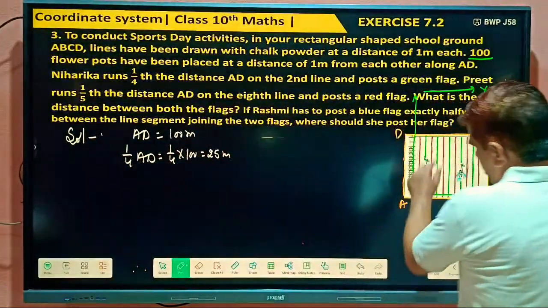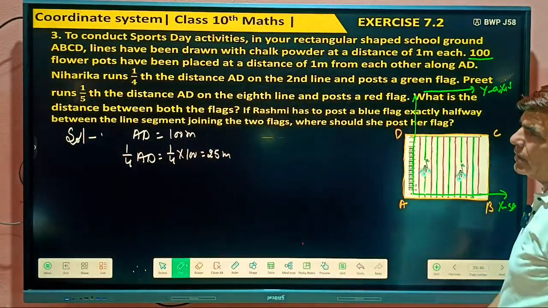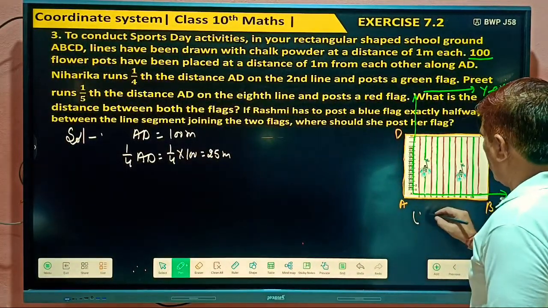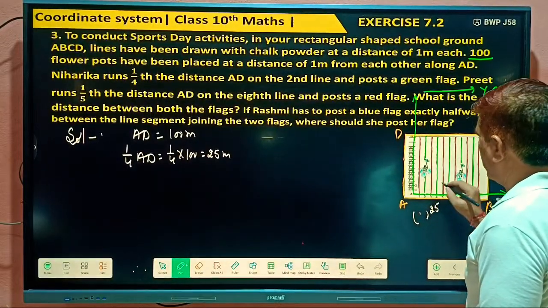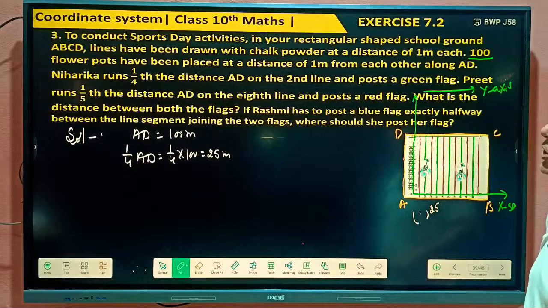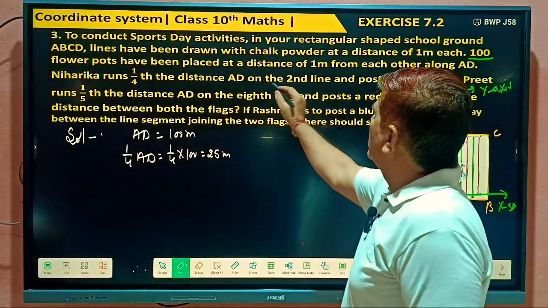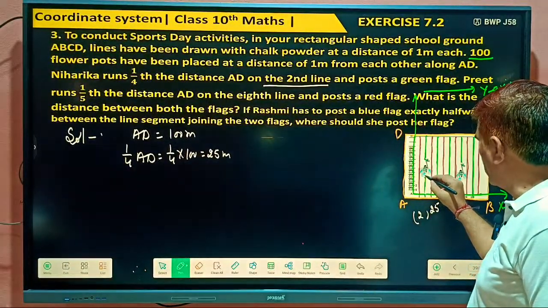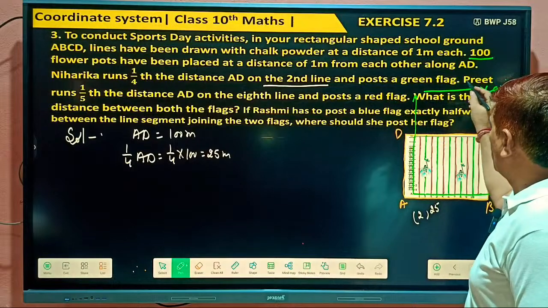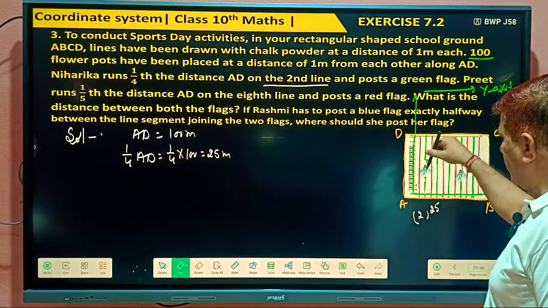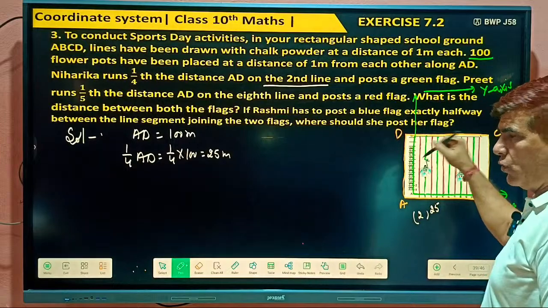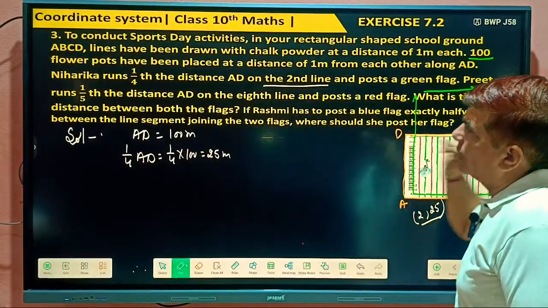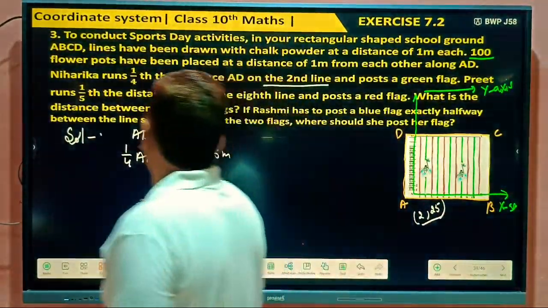So its distance from the x-axis is how much unit? 25. So which coordinate is this? This is y coordinate. And moving in which line? Second line. So the coordinate of this point where this girl is there, second line, and post a green flag. So putting a flag here on this point, and the coordinate of this point are these 2 and 25. Understood? Preet, run 1/5 of the distance AD.